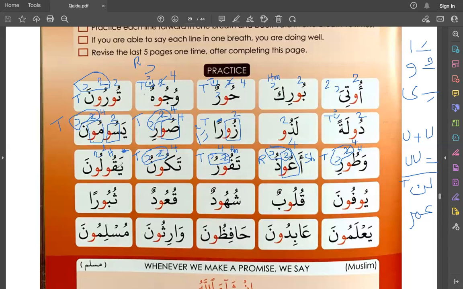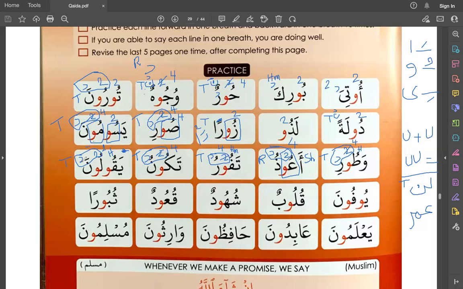Yaquluna. Na is short. Yaquluna. How will you stop? You will give sukoon at the end. So noon with sukoon will get sifa of the wasut. And this is a temporary sukoon. Whenever temporary sukoon is followed by the 2 counts long vowel, this temporary sukoon will affect this 2 counts long vowel, which was right before it, and change it into 4 counts long. Now it will be 4 counts long.